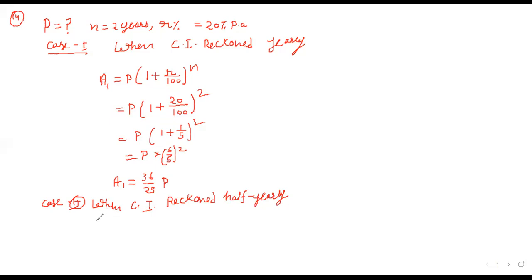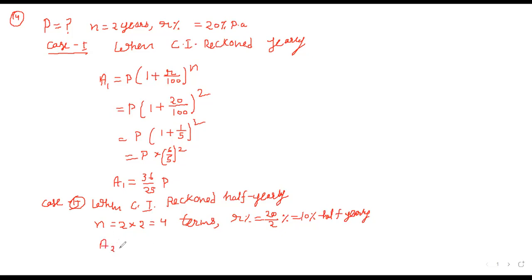So principal remains the same, but the number of terms, in 2 years there will be 4 half years. 6 months takes place 4 times. So this time it is 4 terms. Rate of interest will be halved, as the yearly rate of interest is 20%. So the half yearly rate of interest will be 20 by 2, that is 10% half yearly.